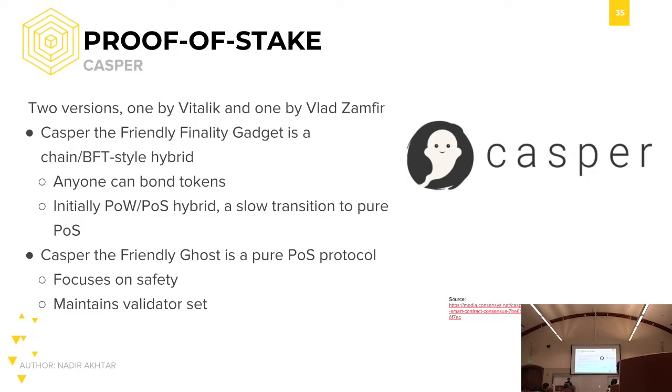And Casper is an idea more than it is a specific implementation. There are two different implementations or designs that are being examined by both Vitalik and by Vlad Zamfir, a researcher for the Ethereum Foundation. So Casper, the friendly finality gadget, is a chain BFT-style hybrid in which anyone can bond tokens, and there will be checkpoints as you go along the Ethereum blockchain where a validator is going to sign off, like every 50 blocks, every 100 blocks.